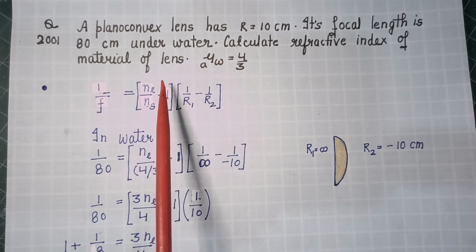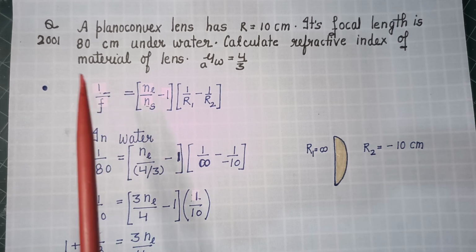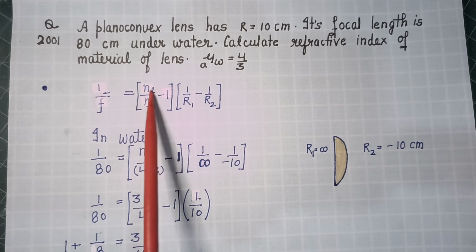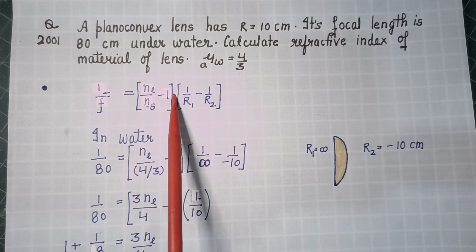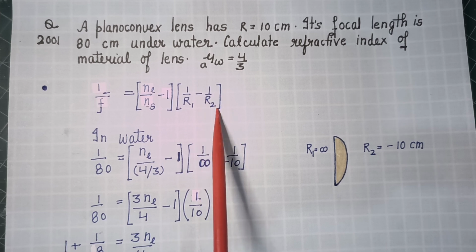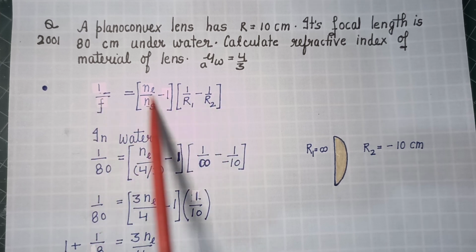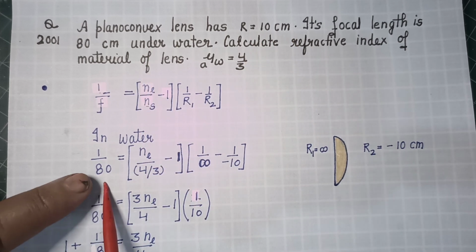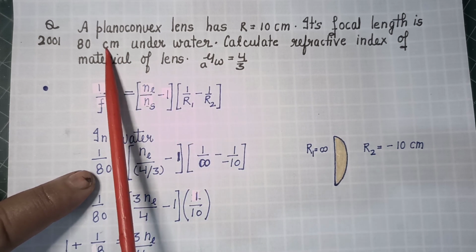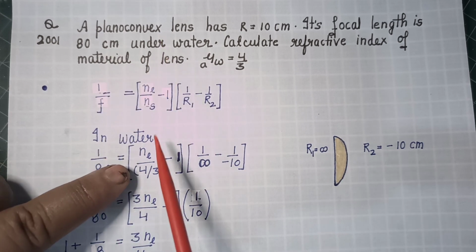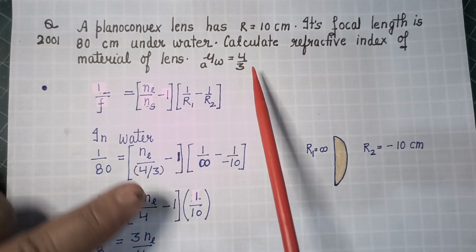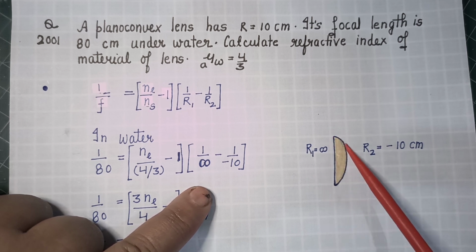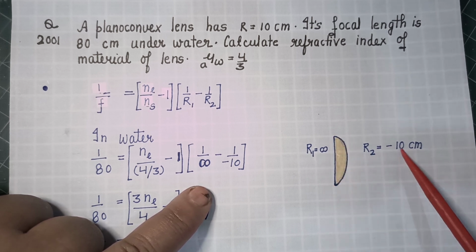Again the same step. First write the formula used. In air or in water, the formula used will be: 1 upon f equals refractive index of lens upon refractive index of surrounding medium minus 1, into 1 upon R1 minus 1 upon R2. Now first you will write the formula for the lens immersed in water. So in water, the focal length given is 80 centimeter. Refractive index of the lens you need to calculate. Refractive index of the surrounding medium they have given 4/3. And R1, see, it is a plane surface. So R1 is infinite and the curved surface has a radius of curvature 10 centimeter.